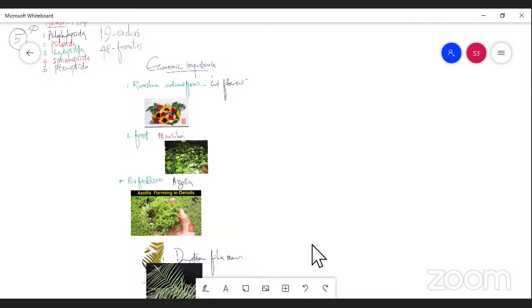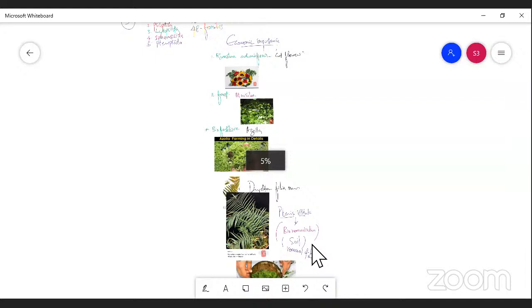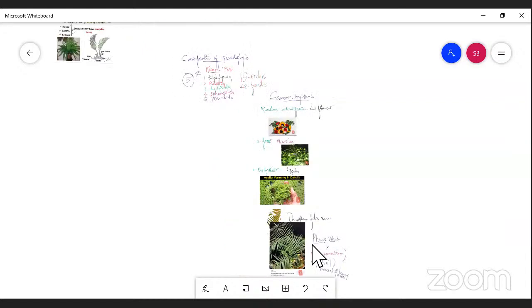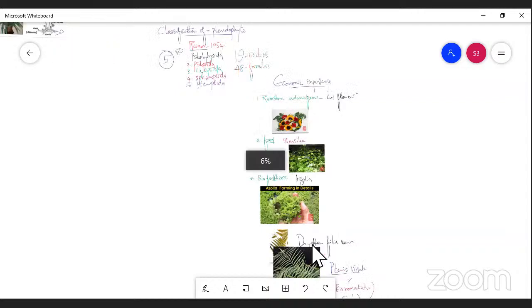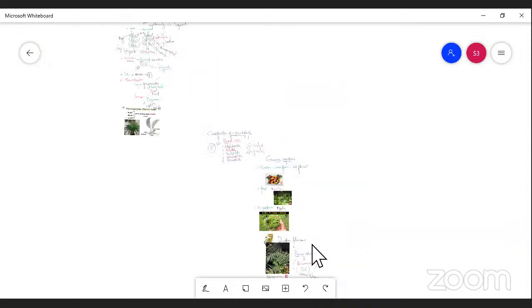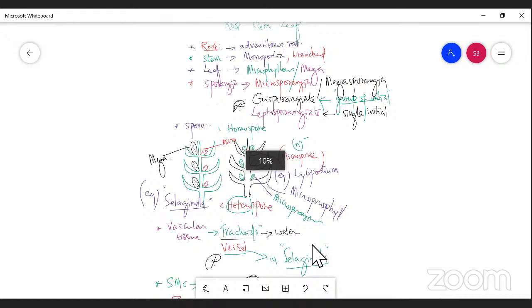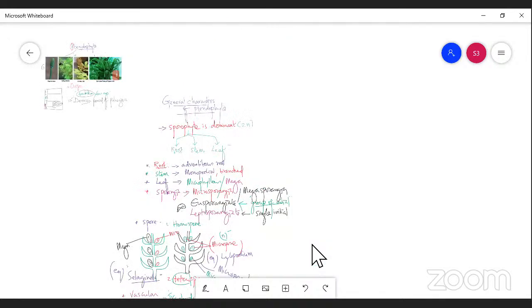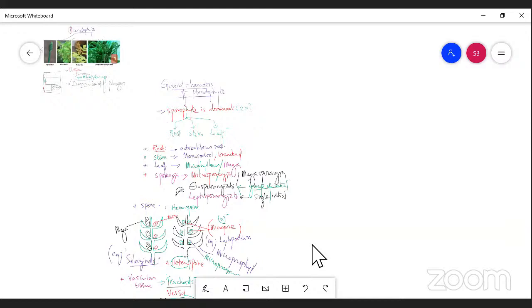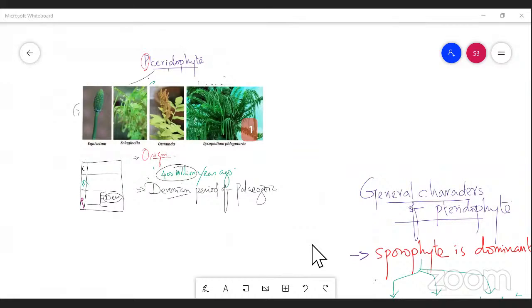Just I would like to give only one question, right? Write about the economic importance of pteridophytes. And one more question I am going to give you. Write the classification of pteridophytes. Students, would you like to ask anything regarding the topic? Students, did you understand today?